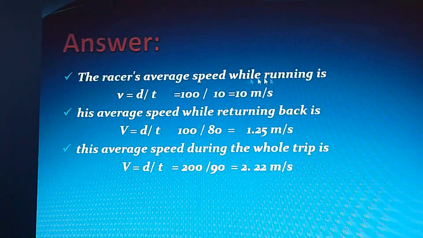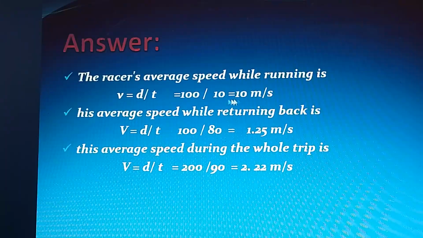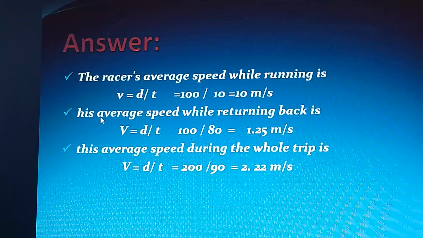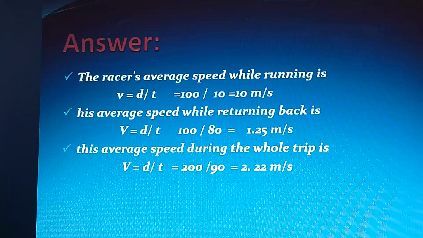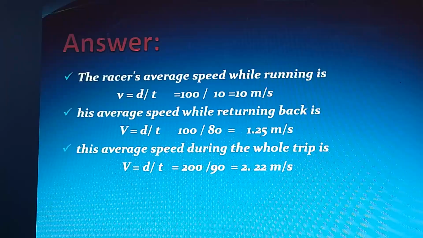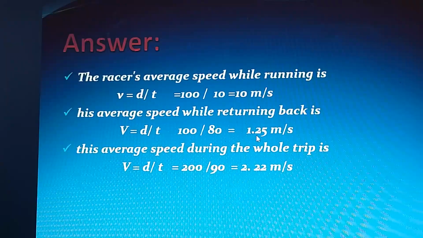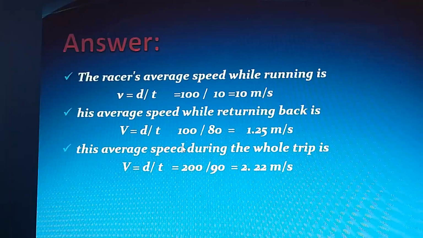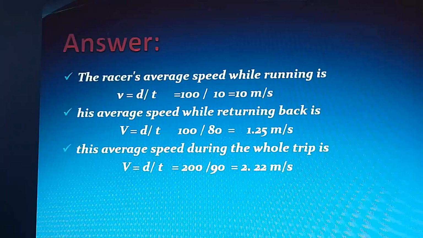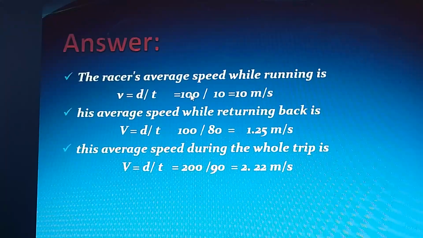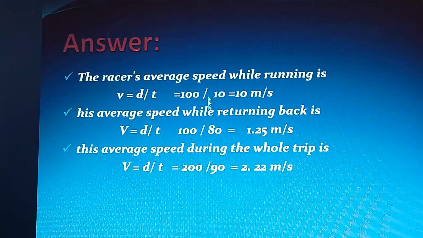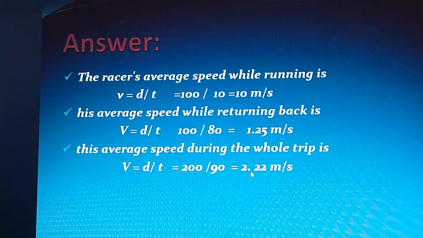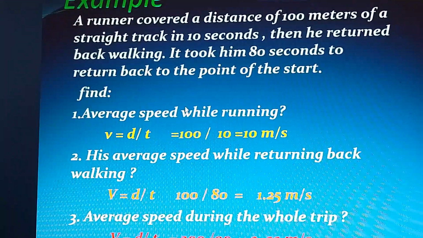During the running, 100 over 10 equals 10 meter per second. Average speed during the walking when he returned back: 100 over 80 equals 1.25. Average speed during the whole trip, movement forward and backwards: the distance equals 200, 100 plus 100 equals 200, over 10 plus 80 equals 90, which equals 2.22 meter per second. Another example.